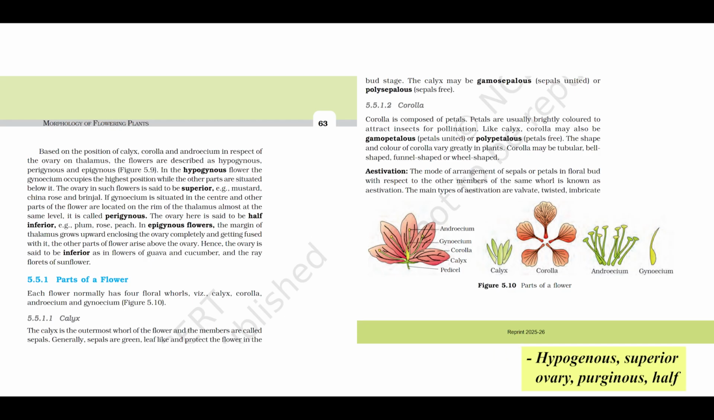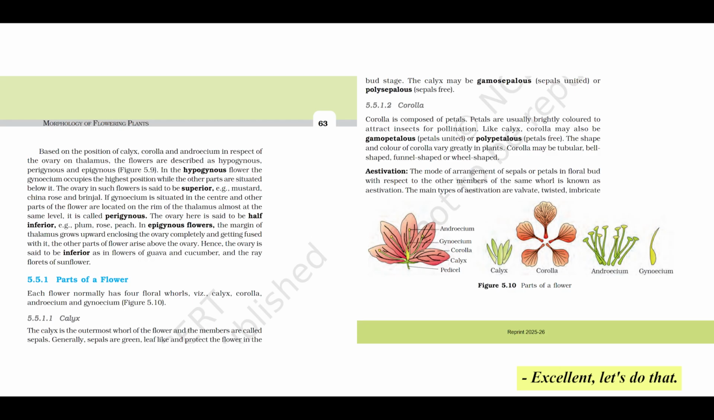Hypogynous, superior ovary. Perigynous, half inferior ovary. Epigynous, inferior ovary. Okay. That understanding of ovary position is absolutely vital for comprehending floral formulae and the detailed descriptions of plant families, especially for exam success. Now, let's go into even more granular detail, dissecting each of the 4 floral whorls. What intricate details do we find within the calyx, corolla, androecium, and gynoecium?